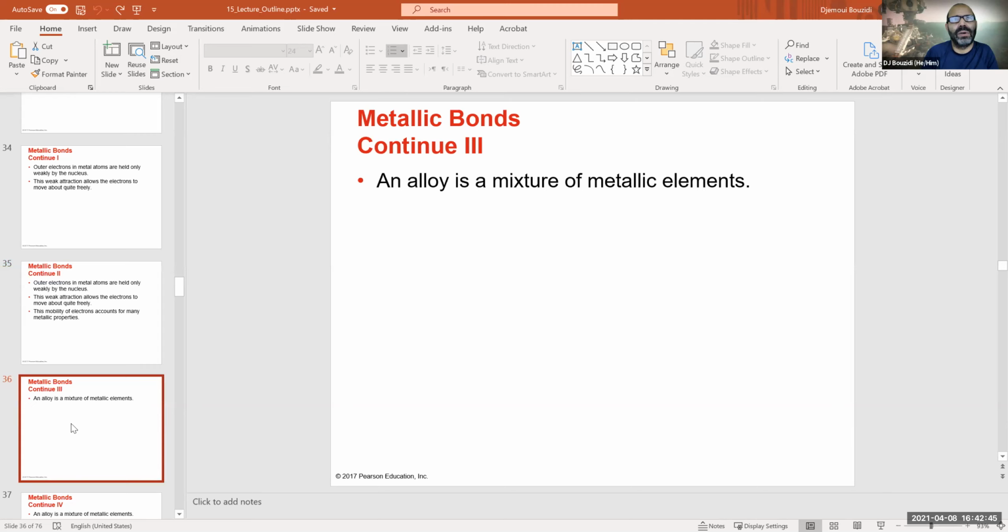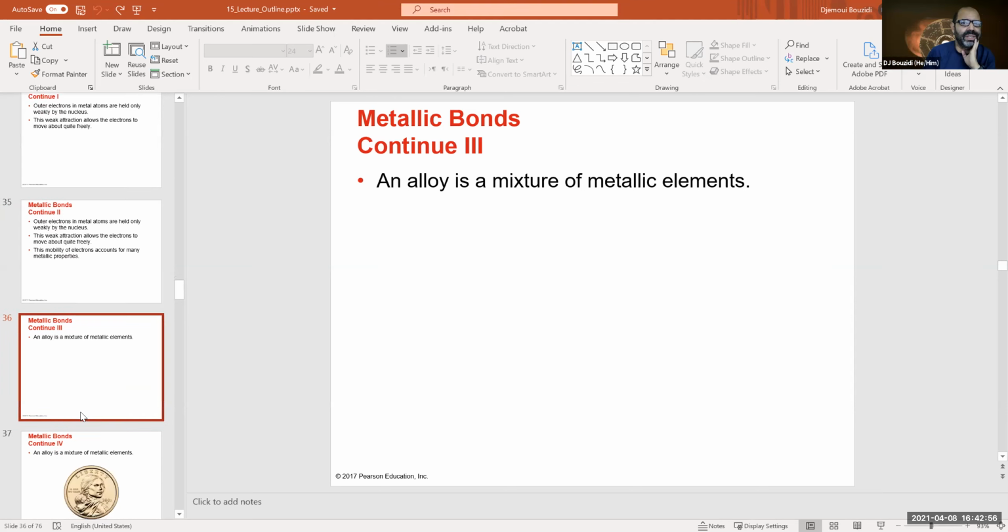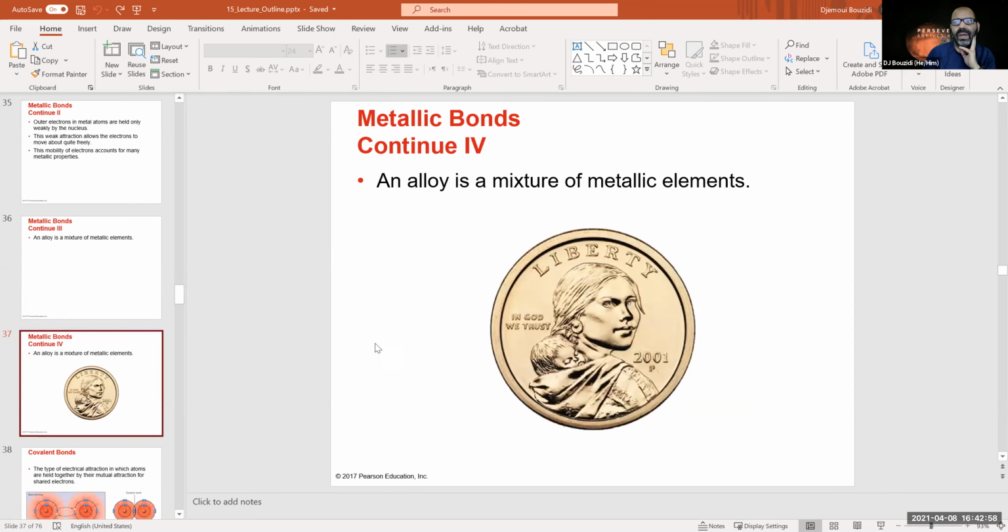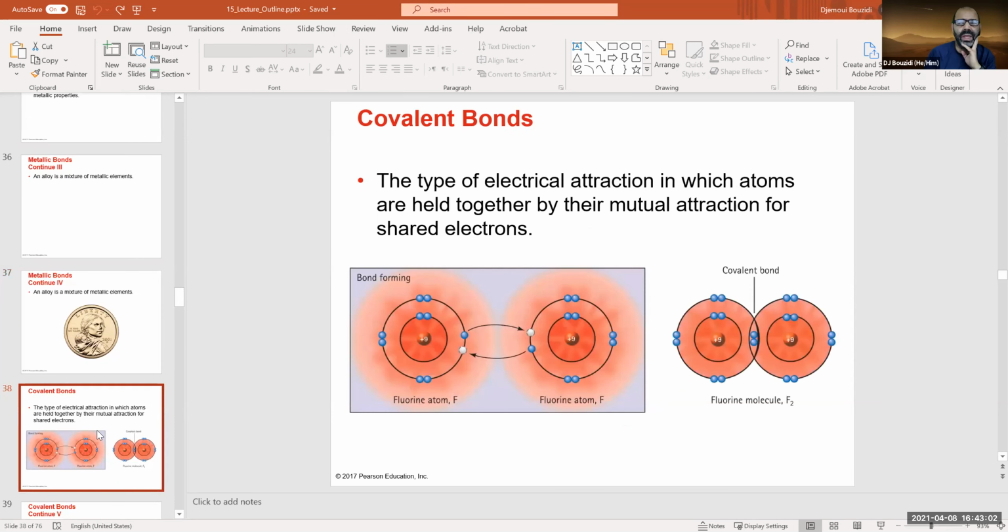An alloy is a mixture of different metallic elements that is also held by the same large number of electrons that are available. This is an example of an alloy. Okay, it's used in currency.